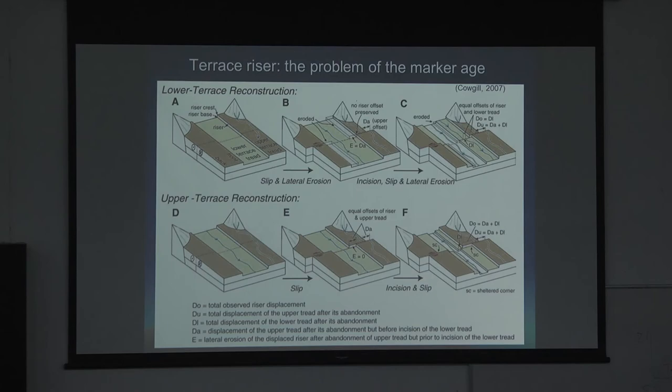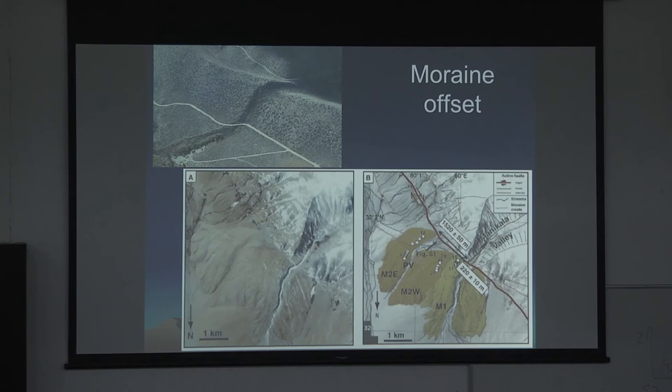For moraines, for example, it's not a problem because you are dating an offset of the object, not of the riser, but basically of the moraine. And the moraine has been left at the time of the deglaciation. So you can directly divide the offset by the age of the moraine and you get the slip rate.